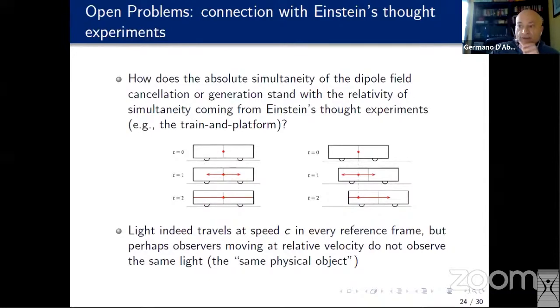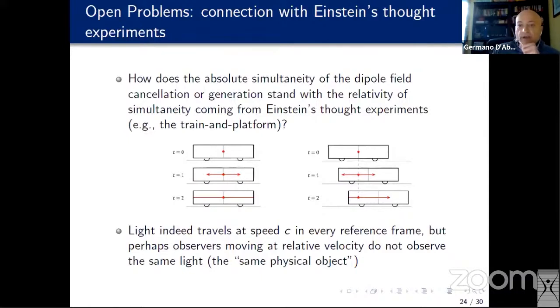If one uses a light source at the center of the train, this red dot, the detection of the light beams generated by this source at both ends of the train is simultaneous only if the observer is stationary with the train, okay?